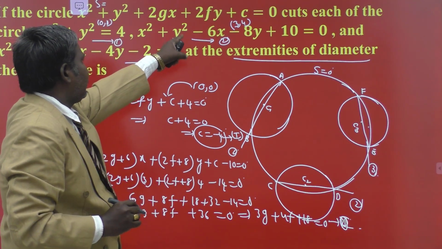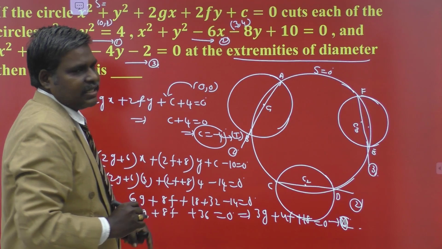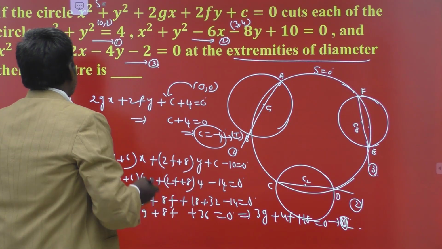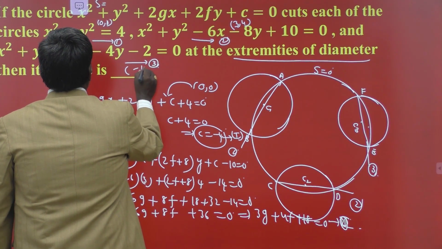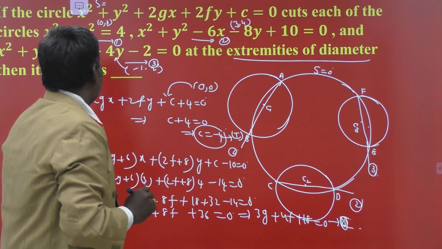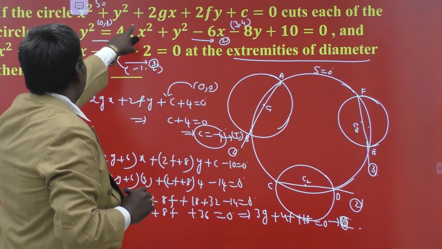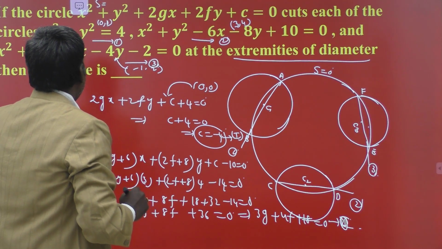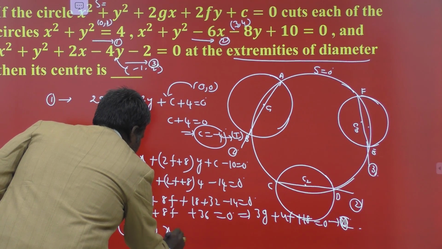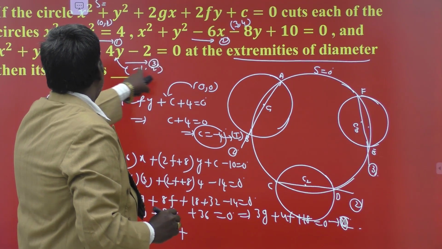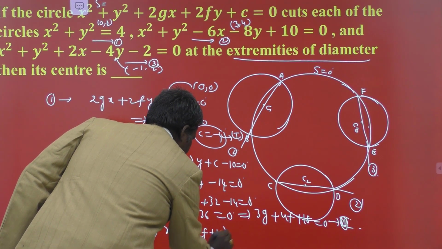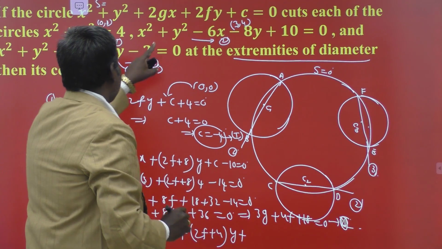Next what? You have to find the radical axis of S equal to 0 and the third circle and substitute the center of the third circle itself. We get the next condition. What is the center here? Minus 1, 2. The center of the circle is minus 1, 2. What is the radical axis of S equal to 0 and the third circle? 2g minus 2 times x, plus 2f plus 4 times y, plus c plus 2 equal to 0.